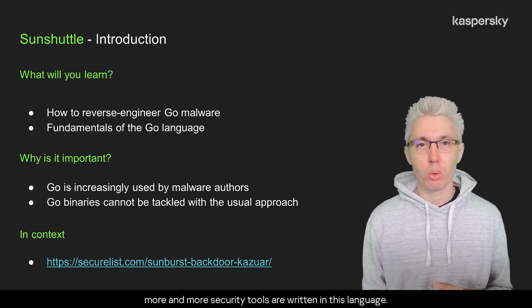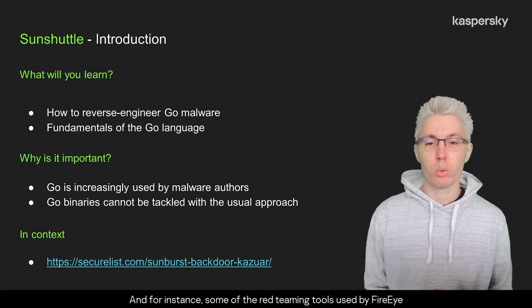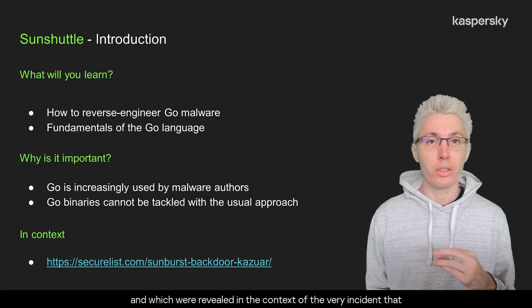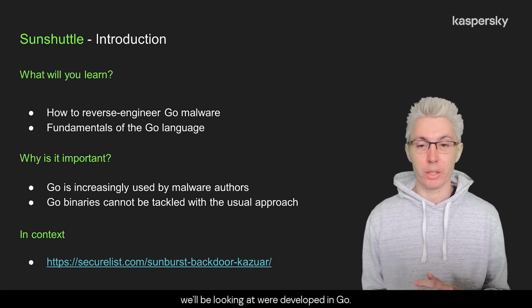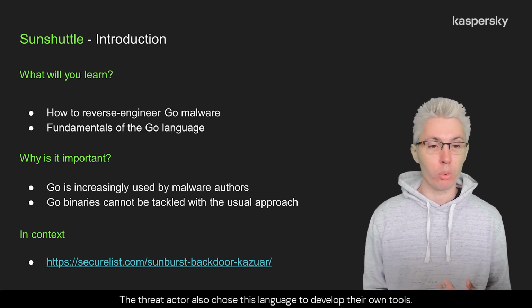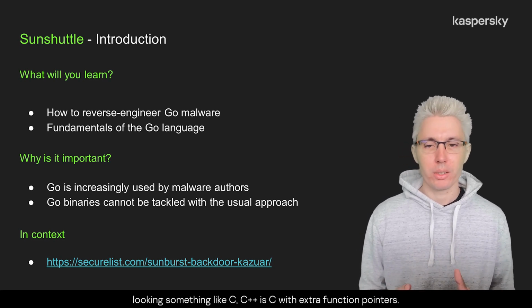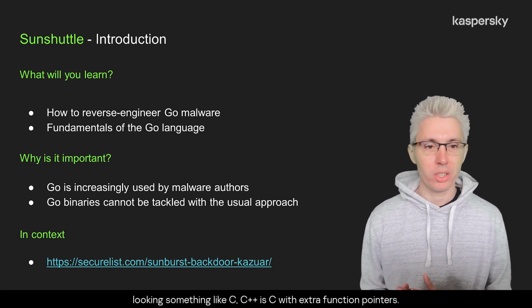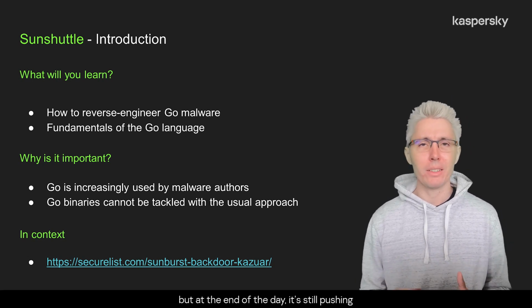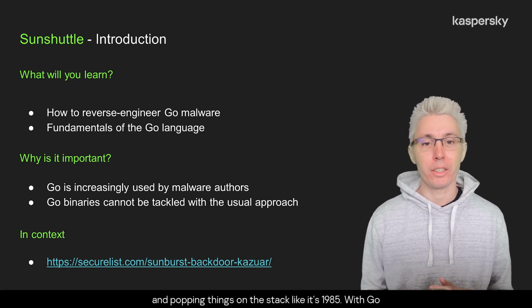More and more security tools are written in this language, and for instance, some of the red teaming tools used by FireEye and which were revealed in the context of the very incident that we'll be looking at were developed in Go. The threat actor also chose this language to develop their own tools, and you see, usually compiled programs always end up looking something like C. C++ is C with extra function pointers. Delphi has this weird calling convention, but at the end of the day, it's still pushing and popping things on the stack like it's 1985.